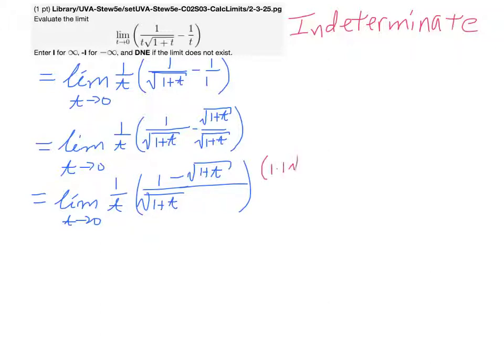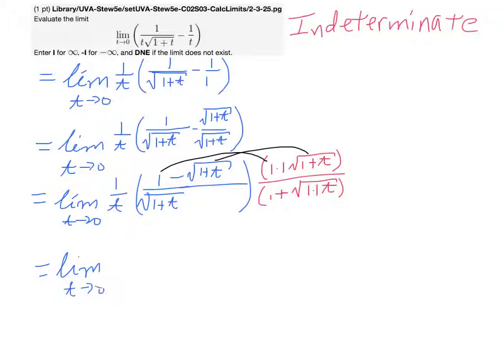Alright, but I recognize that I have a 1 minus a square root term, and that reminds me of the conjugate. So I'm going to multiply the top and bottom by the conjugate. And when I do that, I'm going to multiply that 1 there, and then when I multiply the square root by the square root, that's a square. So the middle terms, the minus square root of 1 plus t and the plus square root of 1 plus t, are going to cancel. So I have a difference of squares now on the top, and that's going to be 1 minus, and then if I square the square root, I'm just going to get a 1 plus t.